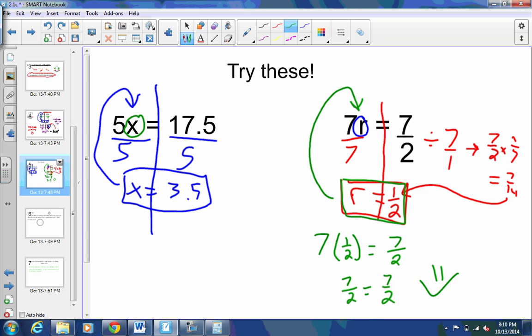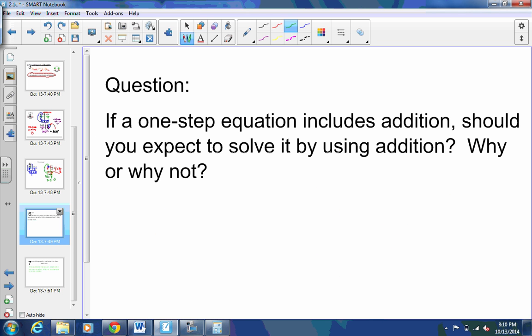All right, so one question for you, and I want you to think about this. If a one-step equation includes addition, so you can make up an example, let's just say like x plus 5 equals 10. Should you expect to solve it by using addition? Why or why not? So think about that for a second. Write down your answer.